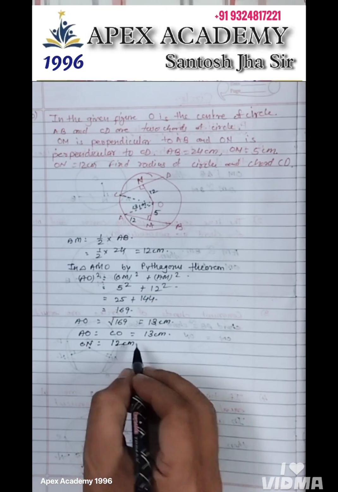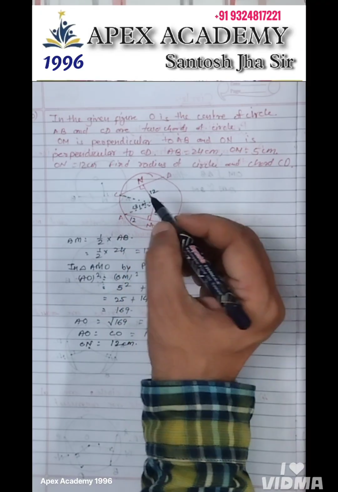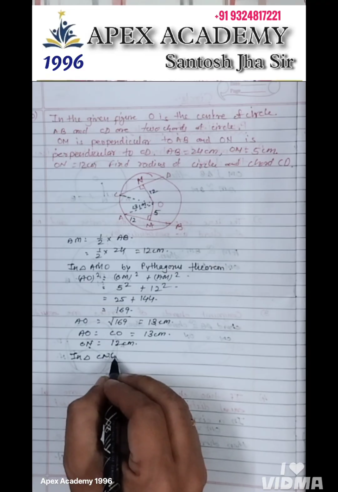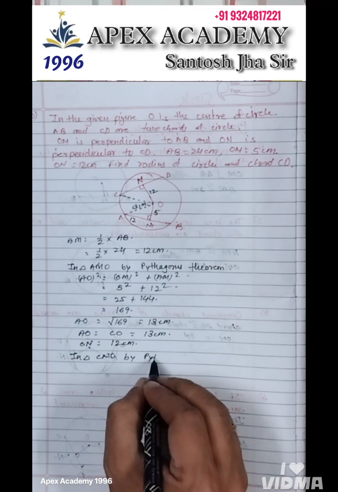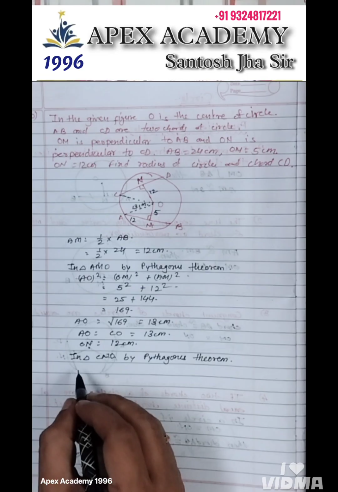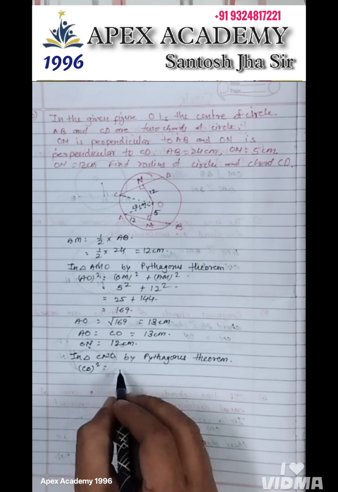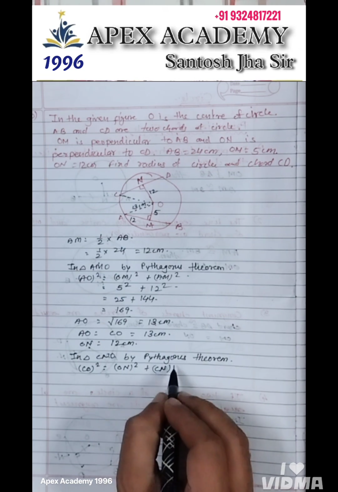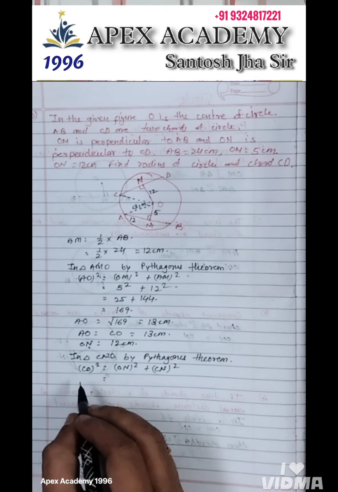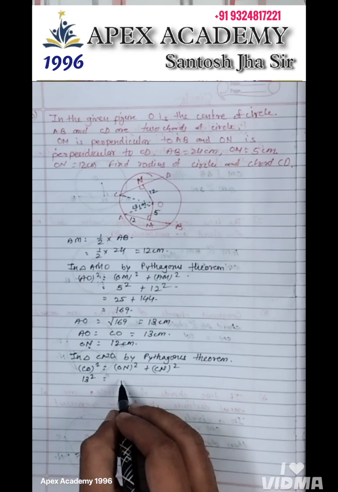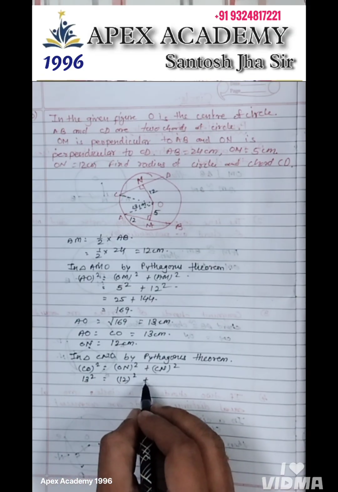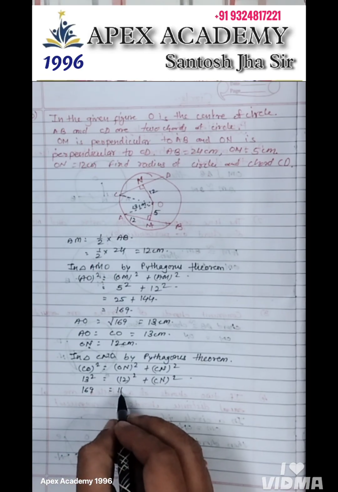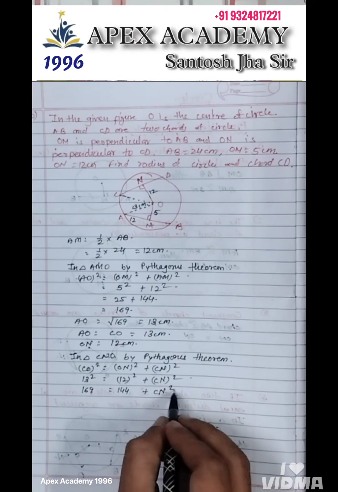ON is 12 centimeter. So again now in triangle CNO we will apply the Pythagoras theorem. So in triangle CNO by Pythagoras theorem, CO square equals ON square plus CN square. So CO is 13, ON is 12, and CN we have to find out. So it is 169 equals 144 plus CN square.